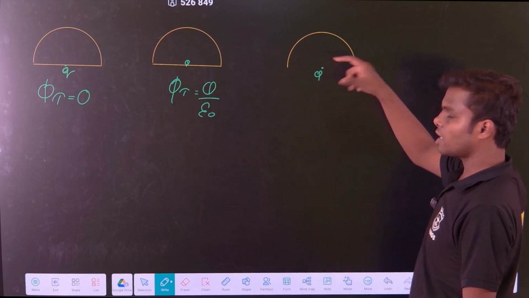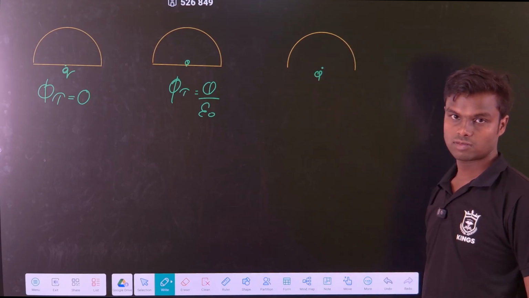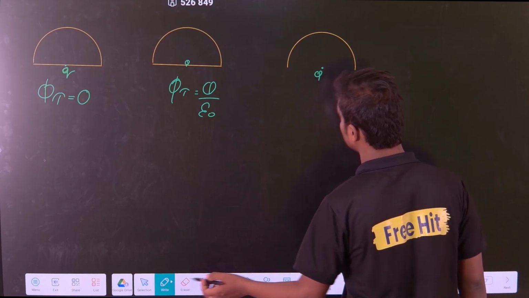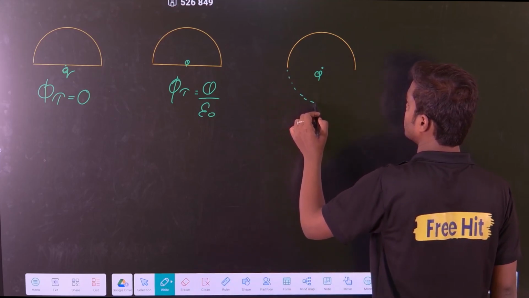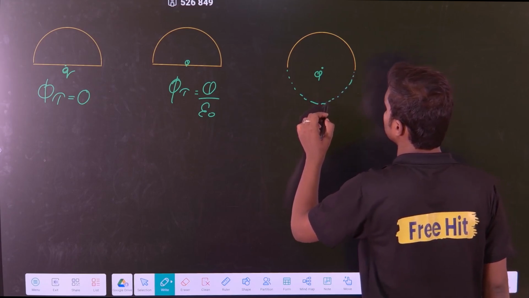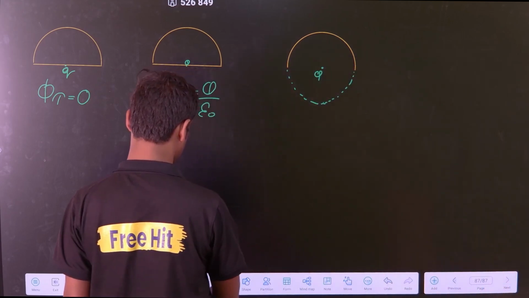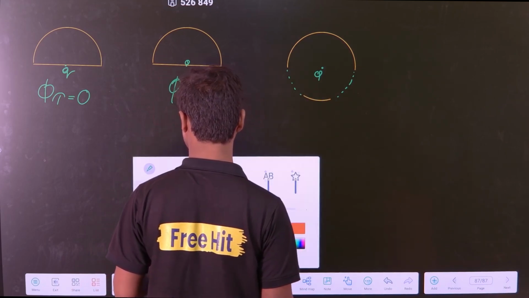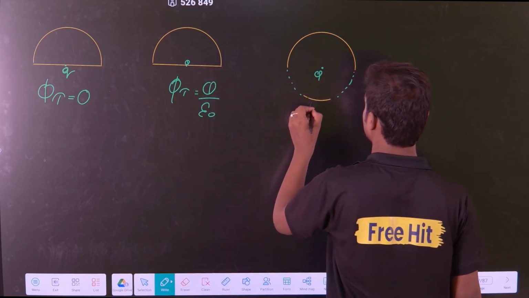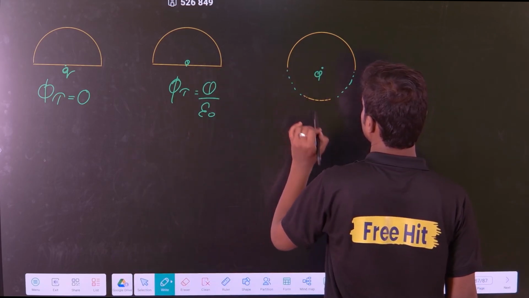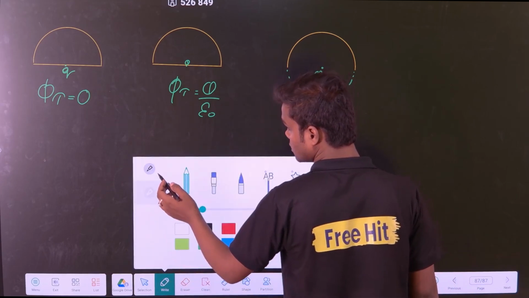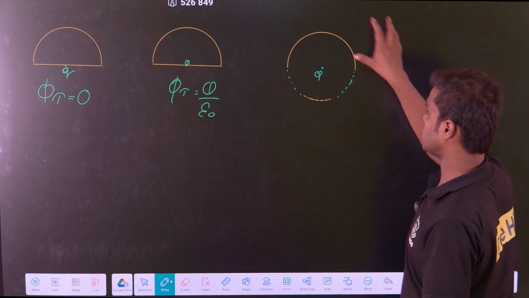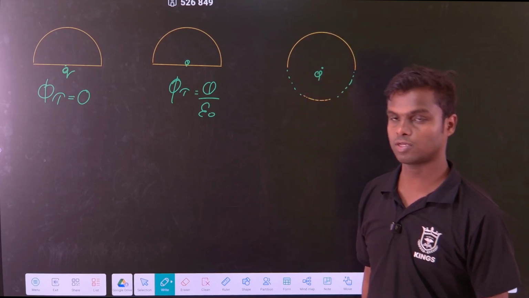Now here, can we apply the Gauss law? No, because it is not a closed surface. But one thing we can do is draw a symmetrical surface like this, because the charge is placed at the center. If we draw a symmetrical sphere, then the total flux is Q by epsilon naught because it is a closed surface.